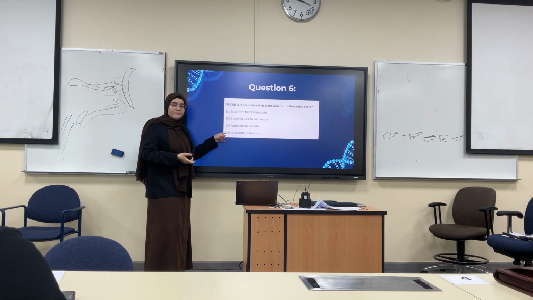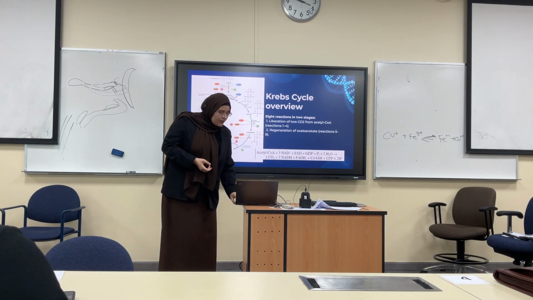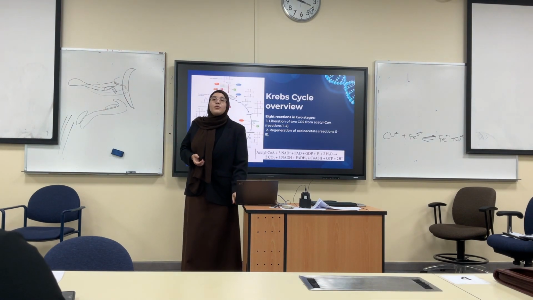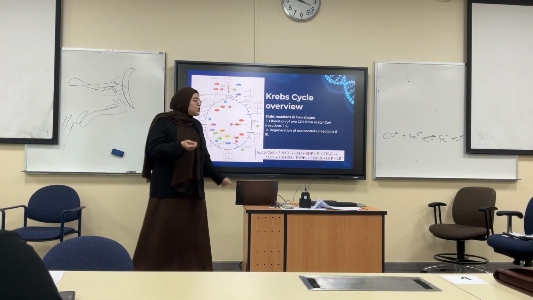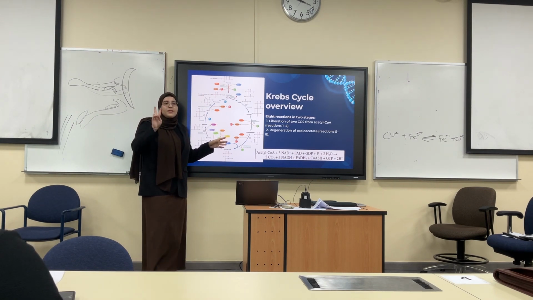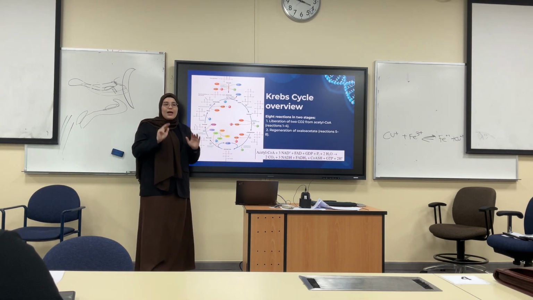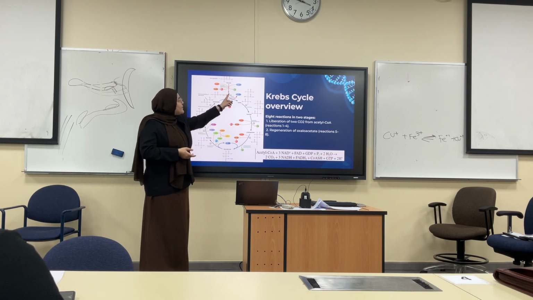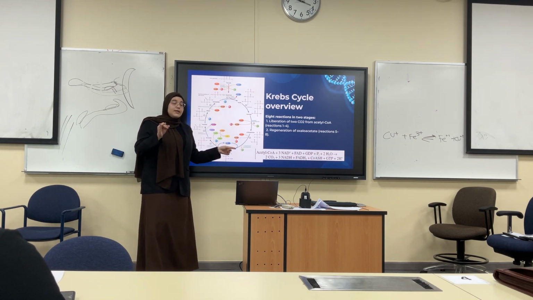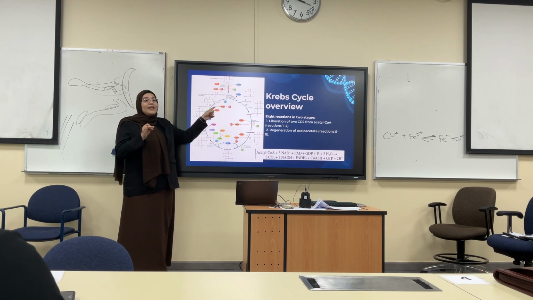D? Exactly. Okay, now we're going to move on to how we can memorize the Krebs cycle effectively. Tamam? So as we know, the Krebs cycle has 2 stages and 8 reactions, right? So the first stage is basically releasing the carbon dioxide molecules. The second stage is regenerating the oxaloacetate, okay?